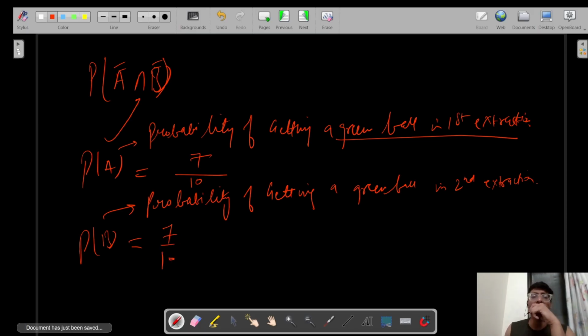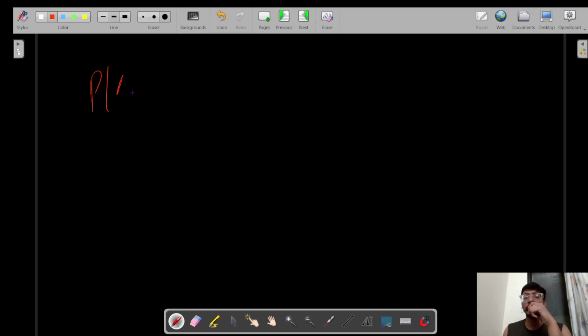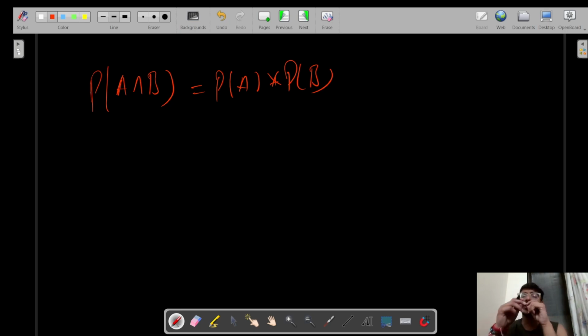And there's a formula: whenever two events are independent, that is A and B, like for both of the extractions, getting a ball doesn't depend upon the other event, right? So these two events A and B are independent. So the formula is that this will be equal to probability of A into probability of B, right? Whenever the probability of the first event is independent of the probability of the second event, that means doing something in the first event will not change the outcomes in the second event.